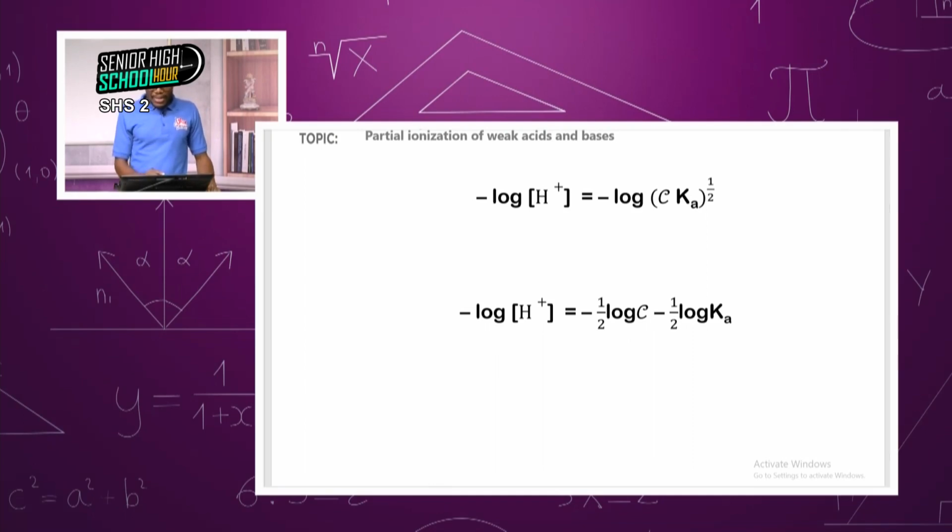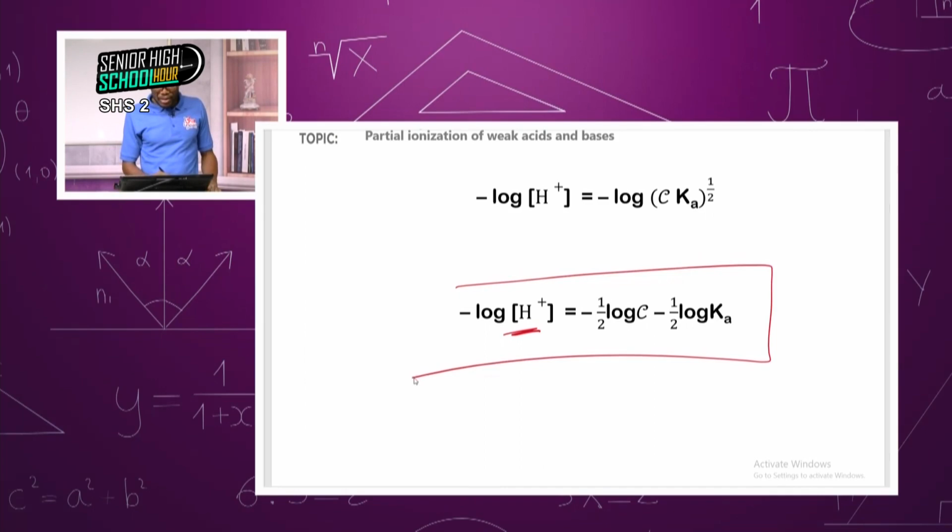So if we do that and we expand, we will have negative log concentration of H plus ions in solution equal to negative half of log of the initial concentration of the weak acid minus half of log of the dissociation constant for the weak acid. Don't forget, keep this. But this negative log concentration of H plus ions is the pH.